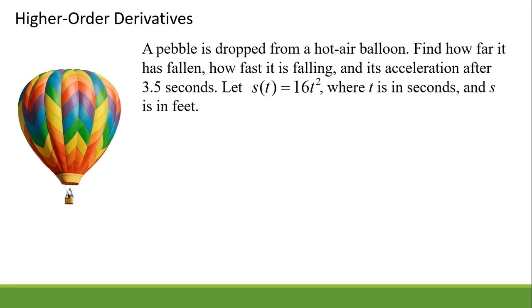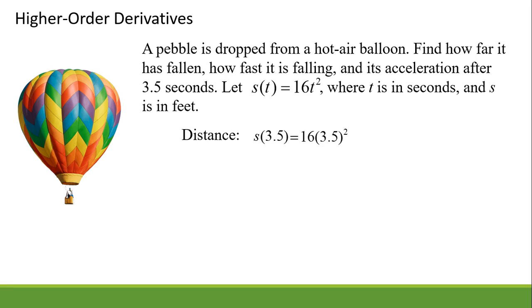So s of t is a position function. It tells us something about how far the pebble has fallen after a certain number of seconds have passed. And we want to know how far the pebble has fallen after 3.5 seconds. So we need to find the value of our function s of t when time is 3.5.